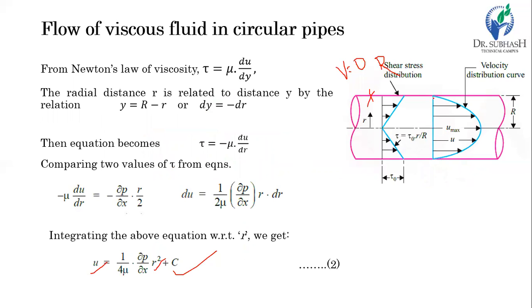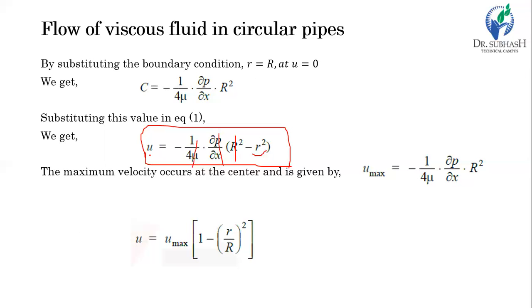The velocity is 0 at the surface, and as the value of r grows, the velocity will increase, and it will be maximum at the center of the pipe. So let's calculate the value of maximum velocity. From this relation, to calculate the maximum velocity, put the value of r at the center of the pipe, which is nothing but 0. When you put r equal to 0, you will get u equal to minus 1 upon 4 mu del p by del x into R square. So this is the value of maximum velocity at the center of the pipe.